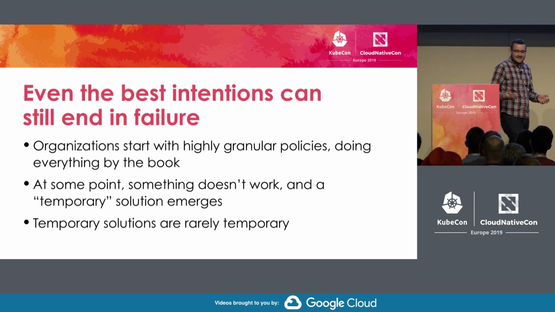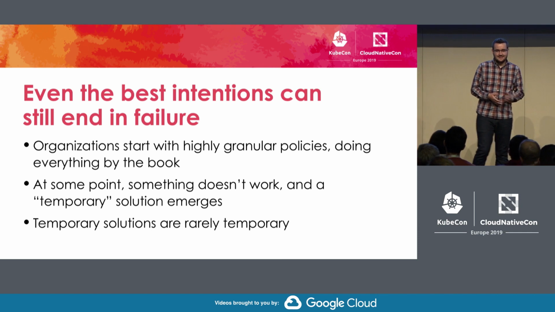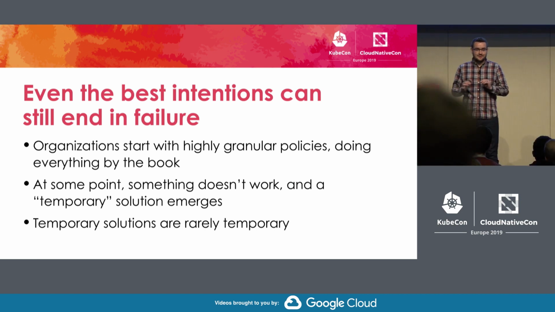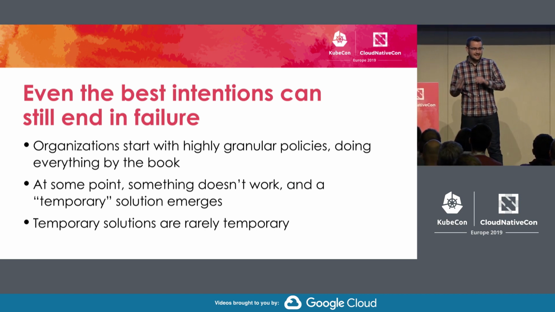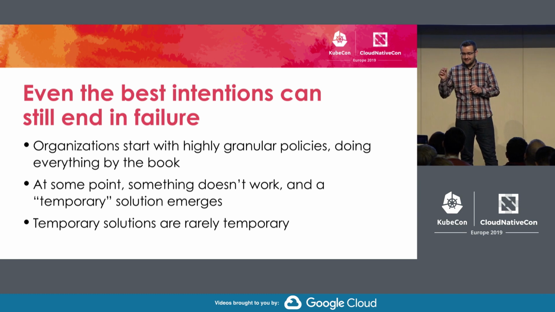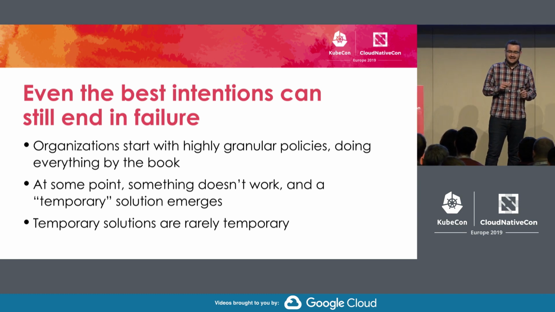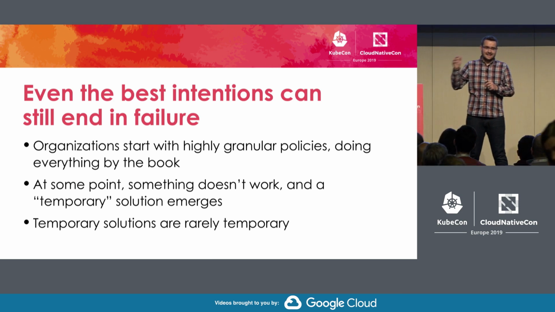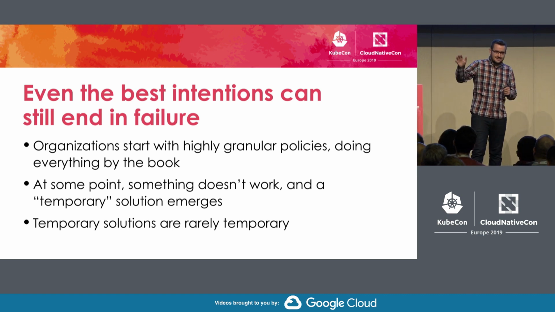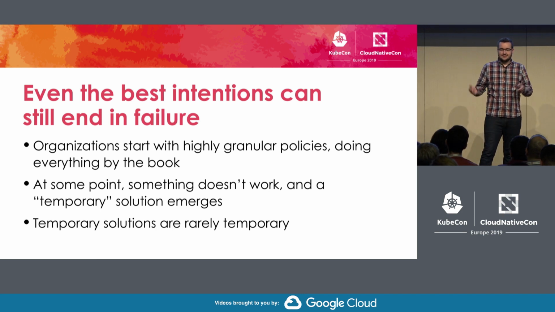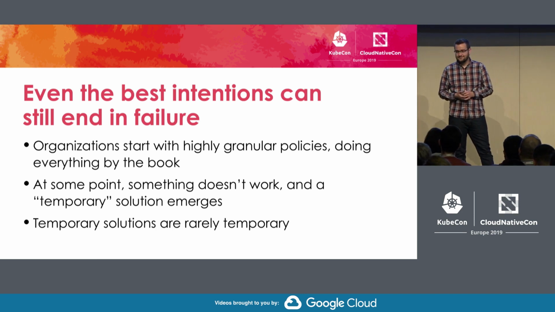So even the best intentions, unfortunately, can still end in failure. Organizations start with these perfect ideas, these perfect goals. We're going to have the most granular policies. We're going to do everything by the book. We've gone to KubeCon, we've listened to the talk, we're going to do everything perfectly. And then at some point, real life happens and somebody has this urgent need to get access to this simple resource. And can you just make this one temporary exception, just once? I promise it's only going to be this one time. I really need to get into this, and I need it now. And so you make an exception, and you do this one thing. And before you know it, your authorization system that was once perfect is just full of temporary solutions on top of temporary solutions, and your best intentions ended up in failure.